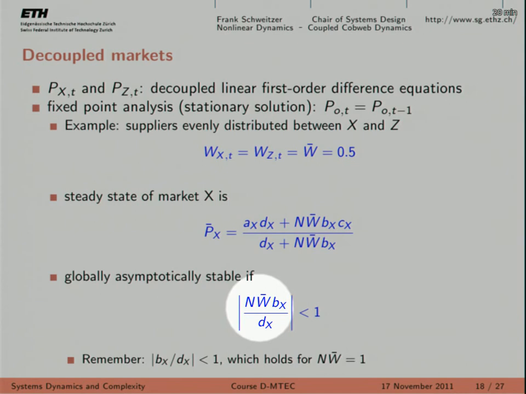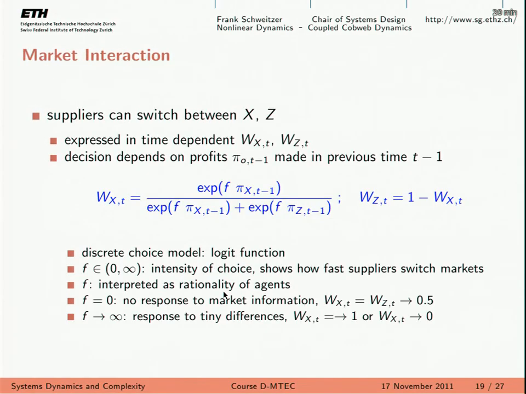in order for us to get stability of this equilibrium. If you decide to normalize N times W to 1, which you can do, it's simply a matter of normalization, then you're left with B over D, which is the exact equivalent of beta over delta that we had before on slide 10, I believe. So it's the same dynamics as before. No surprise, markets are decoupled. We shouldn't expect anything more. The behavior would be the same: damped oscillations, exploding oscillations, and so on. But let's see what happens if we couple them. The coupling is in terms of this W.